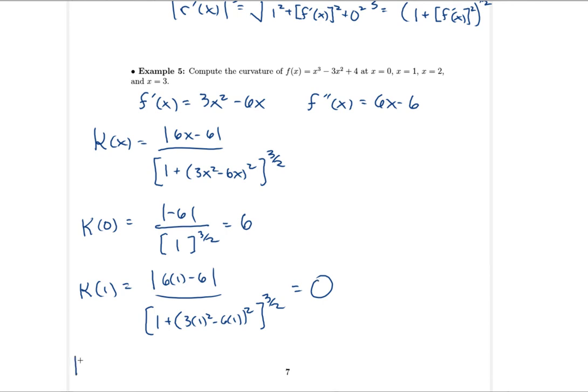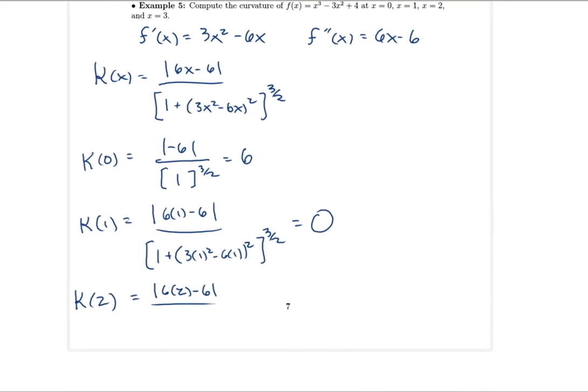And then let's do k of 2, and I'm kind of running out of space here. 6 times 2 minus 6. Move this just a bit. And then 1 plus 3 times 2 minus 6 times 2 squared to the 3/2. But guess what? That's 0. So this is just going to end up being 6 again. So you got these different curvatures at 0, 1, and 2. And let's see if this makes some sense to us.